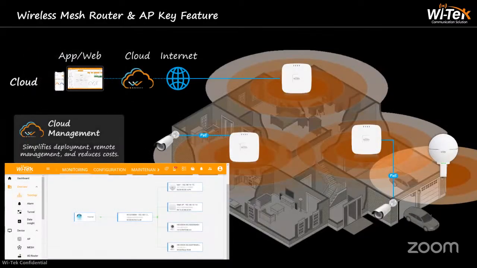Okay, let's move on to the third key feature. This device supports the Wi-Tek free cloud management platform, which means you can search your Wi-Fi signal and see different configuration statuses in the Wi-Tek cloud application or cloud platform. For example, you can see below the topology, different statuses can be shown and managed.